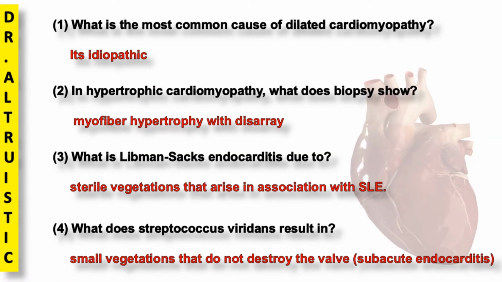One. What is the most common cause of dilated cardiomyopathy? It's idiopathic. 2. In hypertrophic cardiomyopathy, what does biopsy show? Myofiber hypertrophy with disarray.